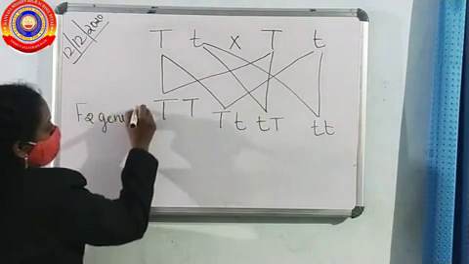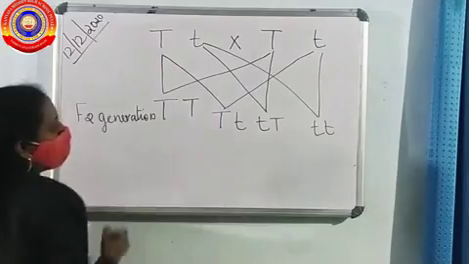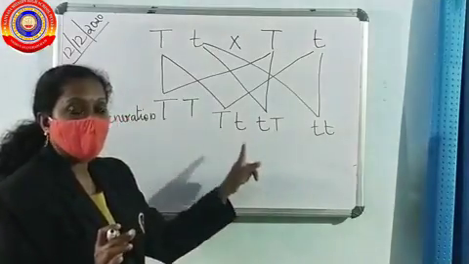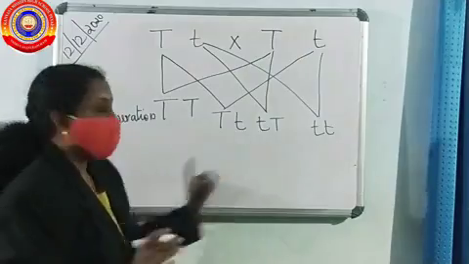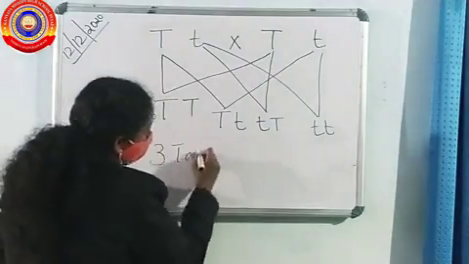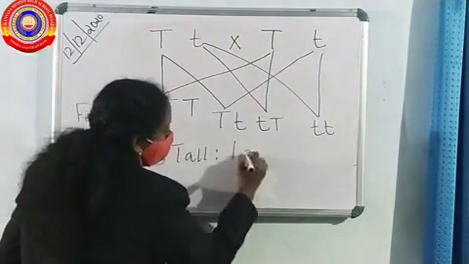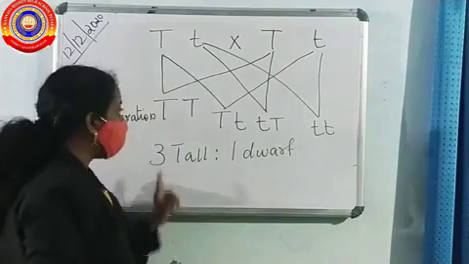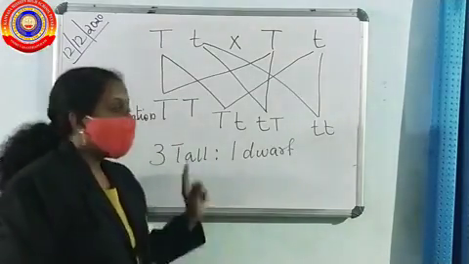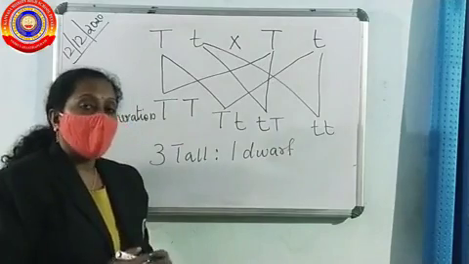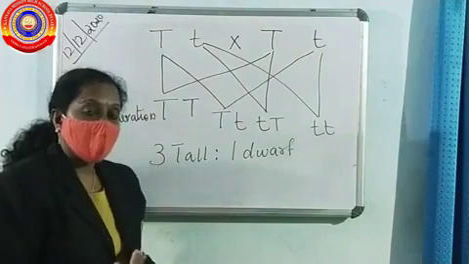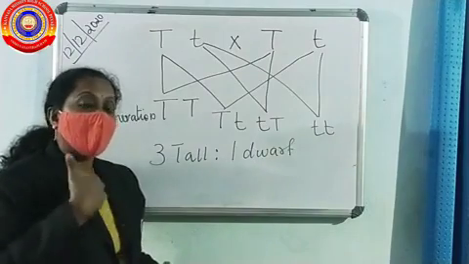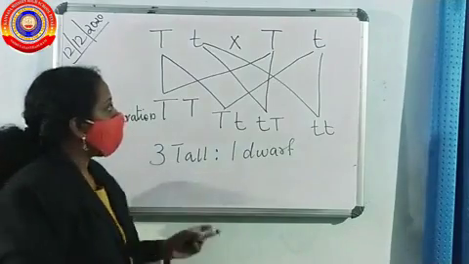So in the F2 generation, the result we got is, look here, capital letters are there. So we got 3 tall and 1 dwarf. According to Mendel, his inference was that the character which remains hidden in the first generation appears in the second generation, such as the trait dwarf, which was hidden in the F1 generation, appeared in the F2 generation.